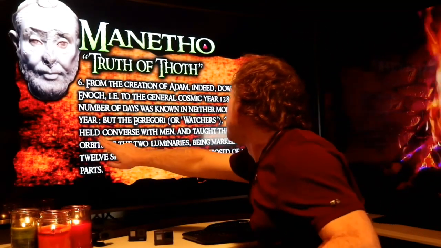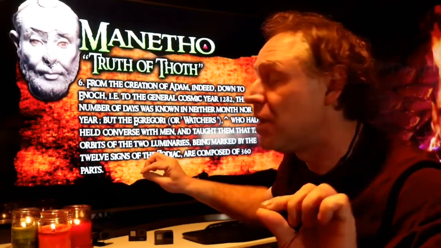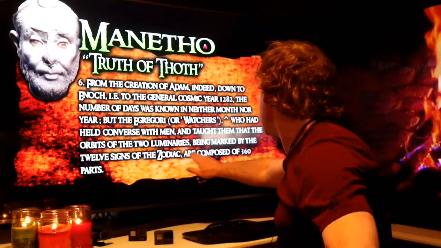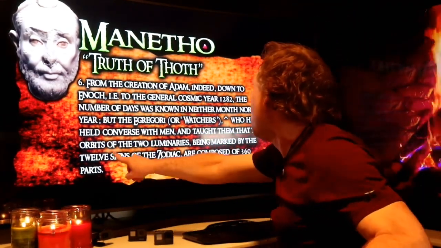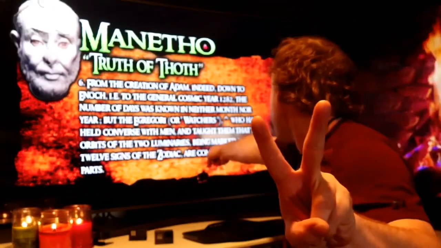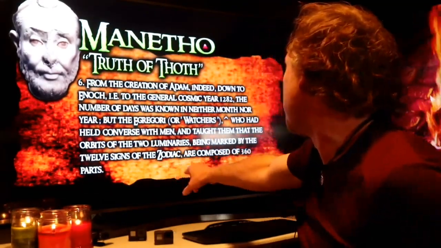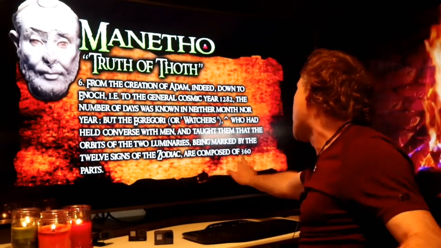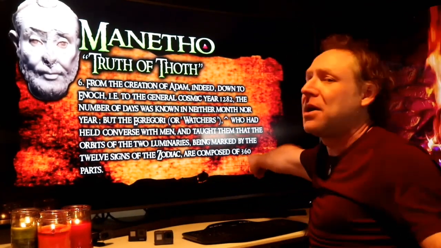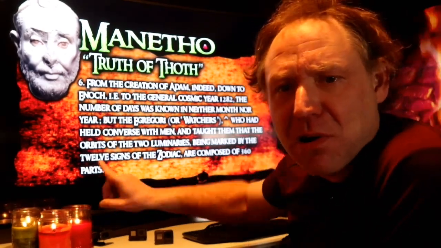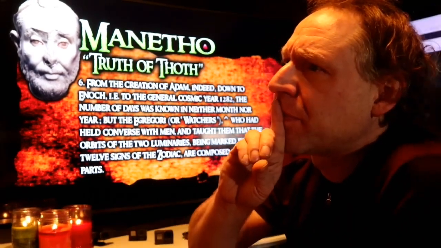Who had held and conversed with men, the watchers, the fallen angels or fallen stars, had conversed with men, and taught them that the orbits of the two luminaries, being marked with the 12 signs of the zodiac, are composed of, down here, what does it say? 360 parts. Now, let me think. Where have I heard that before? Oh yeah.